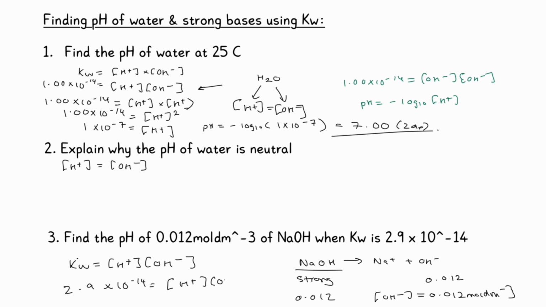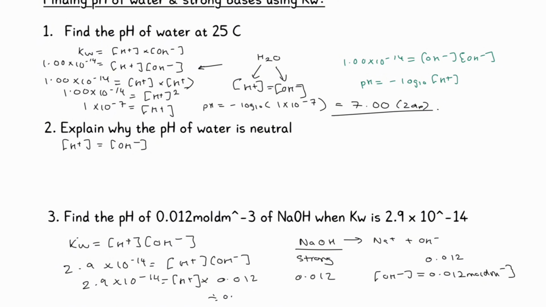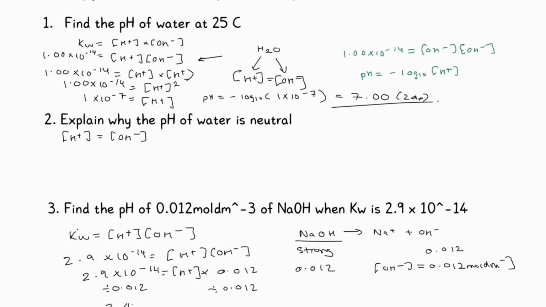I can now input that into my equation. 0.012, and I can now divide both sides by 0.012 by doing the inverse. So doing that will, let's see what that gives me. That gives me 2.416... times 10 to the negative 12, and that's the concentration of hydrogen ions.